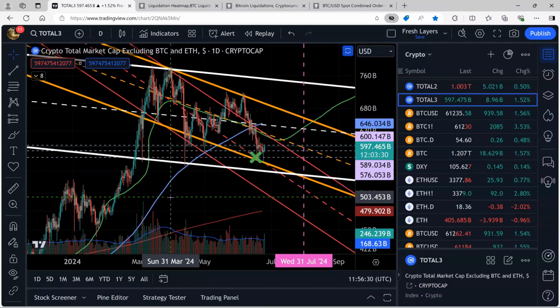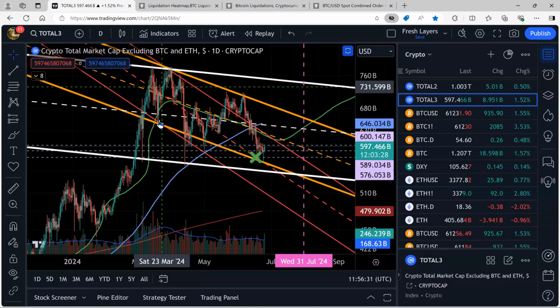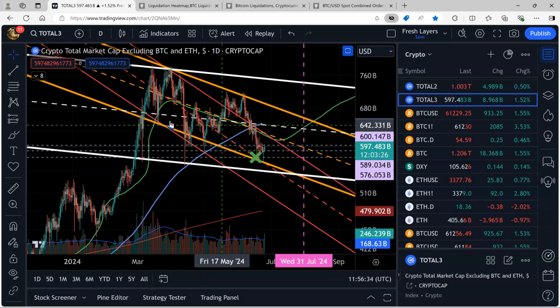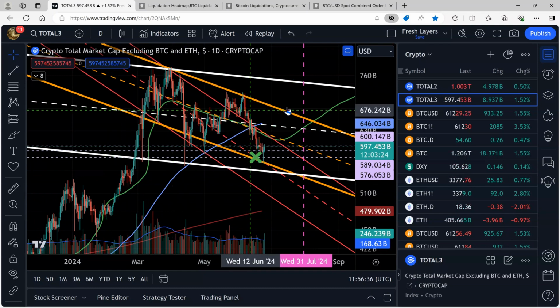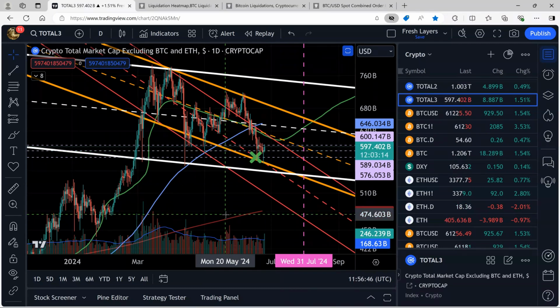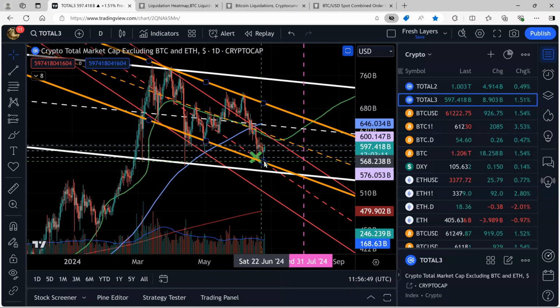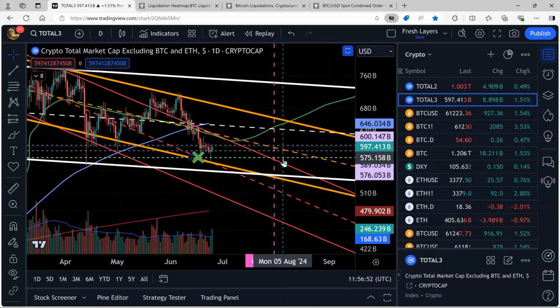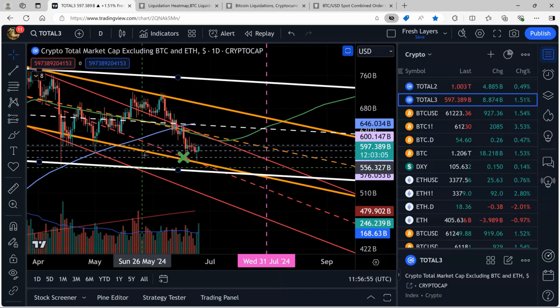In Bitcoin, I do have a couple different channels here. These are longer term though, not the same as the ones I have on the other channel. But you always travel in these various channels. Anyway, clearly we are holding this orange one as support here. So that's good. Nothing out of the ordinary is going on. We're simply oscillating within these channels.